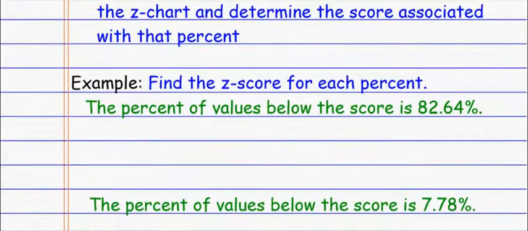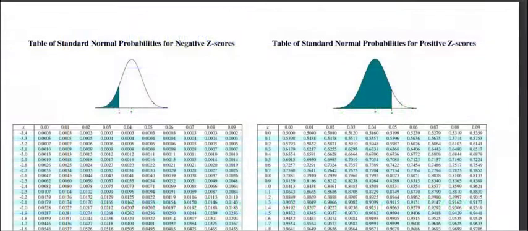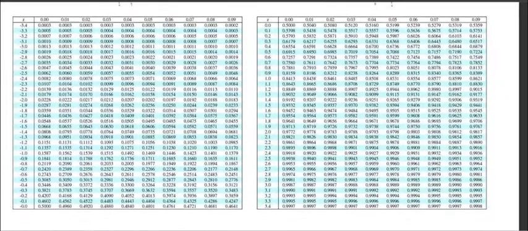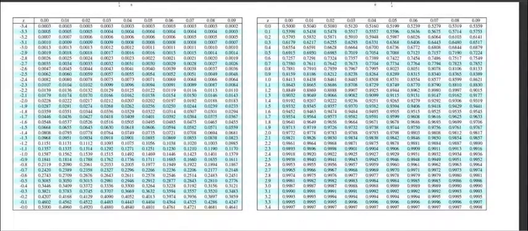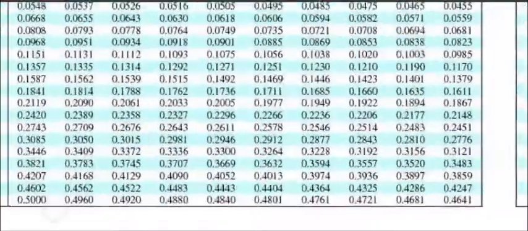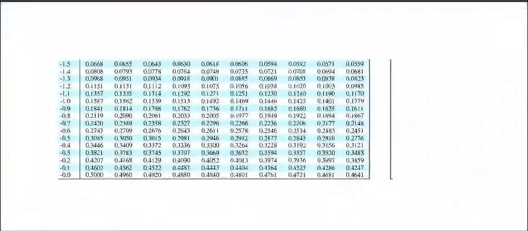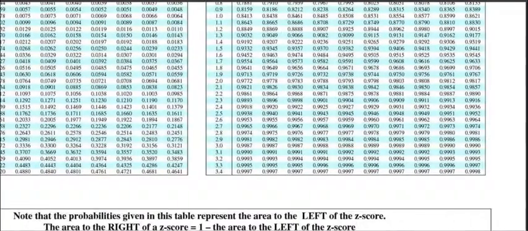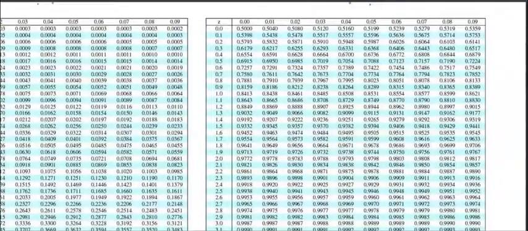For example, if we look at something like this, it says find the z-score for each percent. So it says the percent of values below the score is 82.64. So I'm going to go over to my z-chart. Here's my z-chart. I'm looking for 82.64, and I just scroll through here looking. On the negative side, the highest value we get to is 50%. That's the biggest it goes. So because it's above 50%, we're looking at the positive end of this thing.